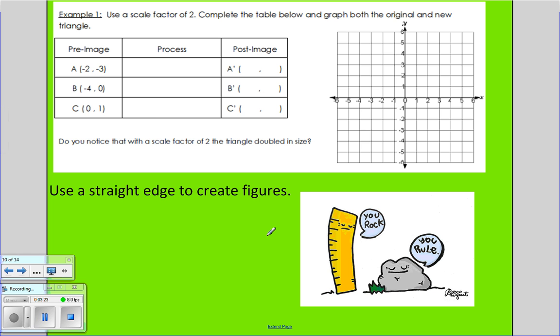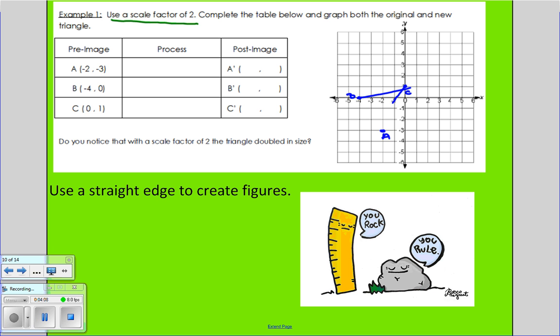All right, so we're going to use straight edges for all of these. We're going to make a triangle, and our pre-image without the primes will be dilated by a scale factor of 2. So we're going to use a scale factor of 2 to complete the table and graph the original and the new triangle. So first let's graph the original. We have (-2, -3), so starting at 0, that's -2, -3, then (-4, 0), and (0, 1). So this was A, that was B, and C is at (0, 1). So here's C. Here's my original triangle.